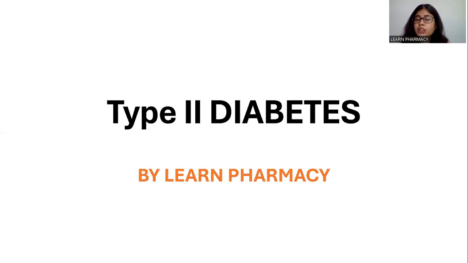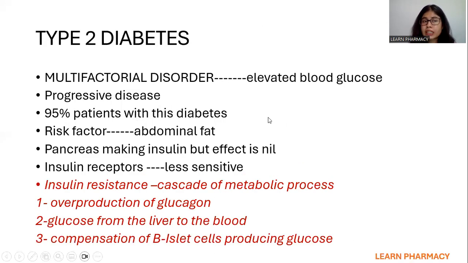Today, the topic we'll discuss is type 2 diabetes, and we'll see this topic in simple terms. So, we all know that type 2 diabetes is a multifactorial disorder. It means that it is accompanied by many factors. It is just your elevated blood glucose level, but it is defined by many factors. And it is a progressive disease. It means that it will worsen over time.